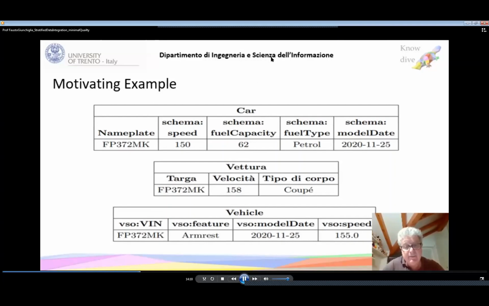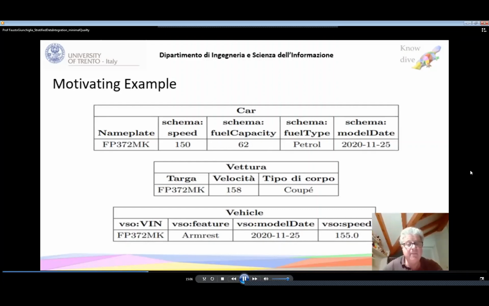So this is a motivating example. This is a guy who is Italian, and he has a car. This car is stored, is memorized as car in the database of the UK transportation office. Why? Because this guy lives in the UK, so he had to register the car, and they asked him for this data. But this guy is also Italian.